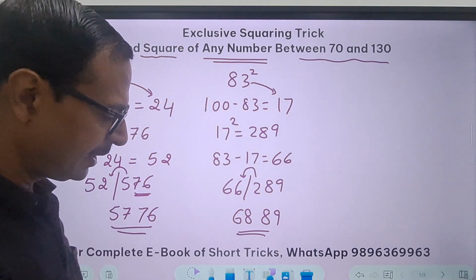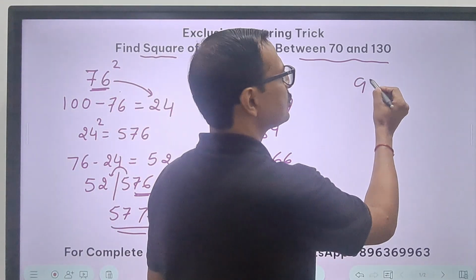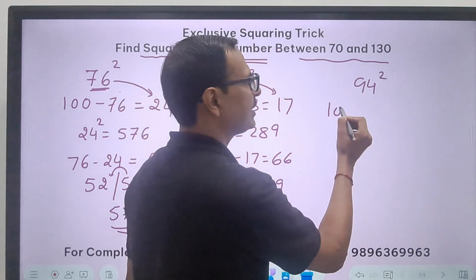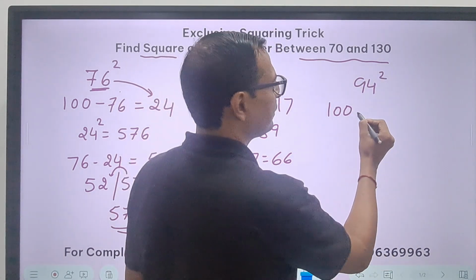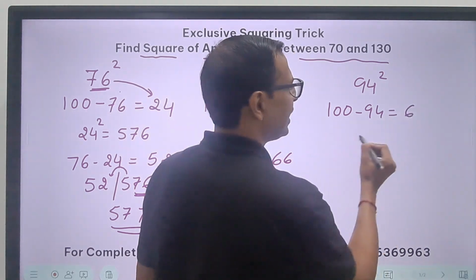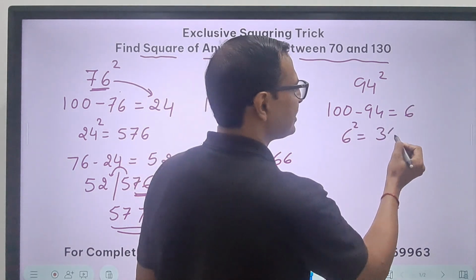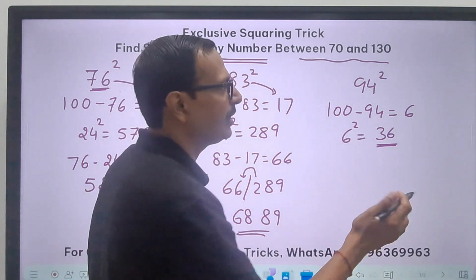Let's have a number in 90s now. Can we do 94 square? So again do the same thing. See, I will increase the speed now. 100 minus 94 is 6, and 6 square is 36. It is a 2-digit number, makes it easier for me.